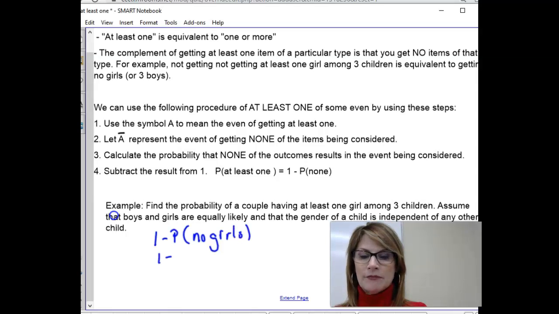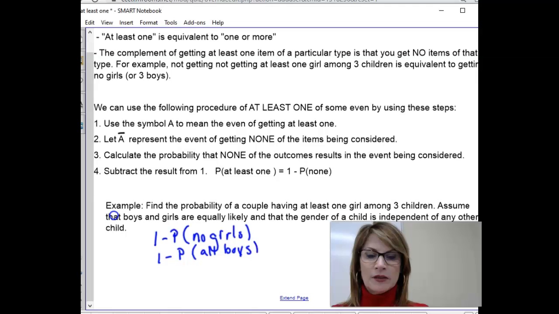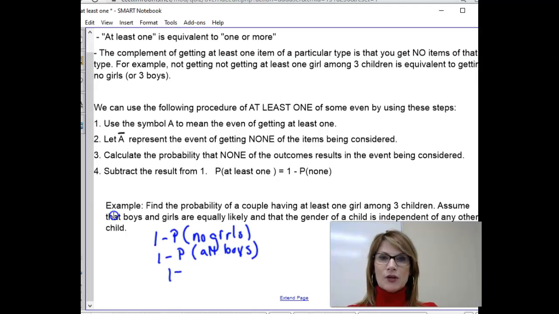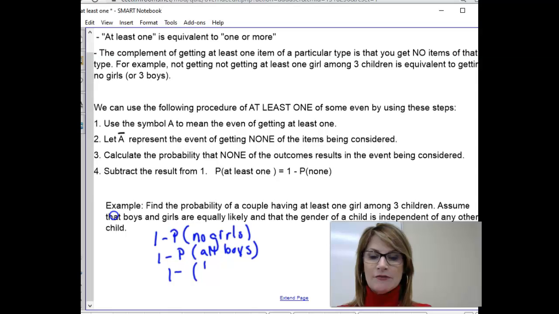Which means 1 minus the probability of all boys. Okay, births we can think of as being like 50-50. So the probability of a boy would be 1/2. And then we are having 3 children. So it would be 1 minus 1/2 to the 3rd.